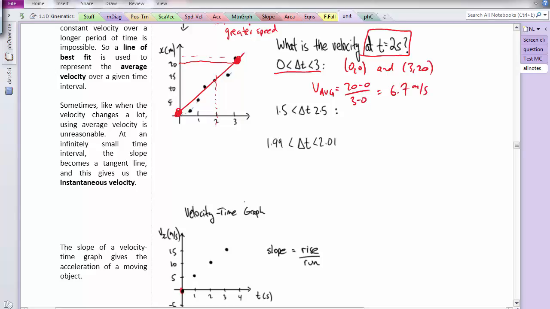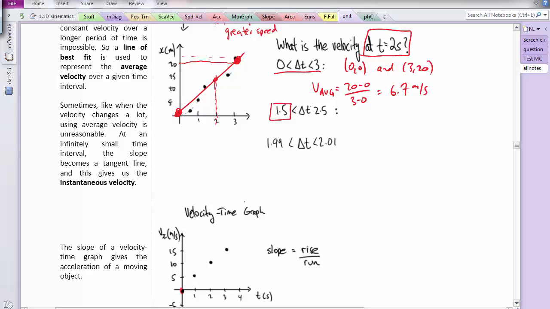Now that doesn't mean that the velocity at time equal to 2 is 6.7 meters per second. It is the average velocity between 0 and 3 seconds. So that will give us a good estimate. But what we could do is zoom in to this time. If we want to figure out the velocity at this point here, instead of using 0 and 3 seconds, we can zoom in and go a little bit closer.